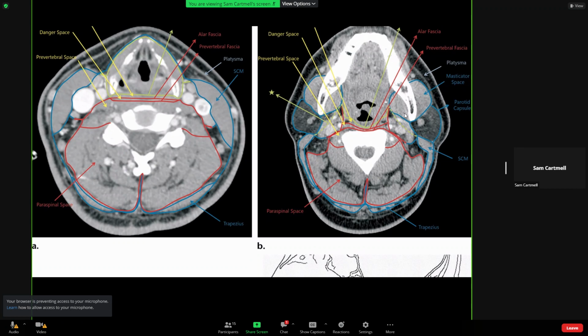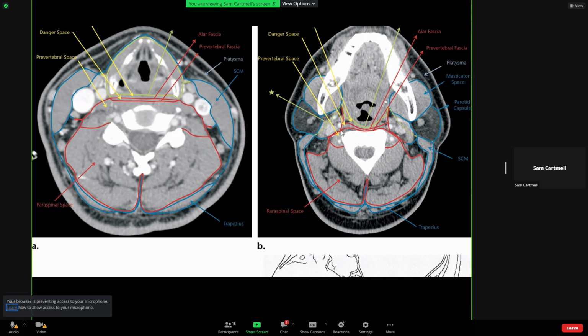And then the middle layer invests all the visceral organs of the neck. It's deep to the pharyngeal mucosa, but everything else in terms of the viscera is invested by the middle layer. And then the deep layer surrounds the paravertebral muscles, both the prevertebral and paravertebral. And then there's an interface right here, which I'll explain more in a moment.